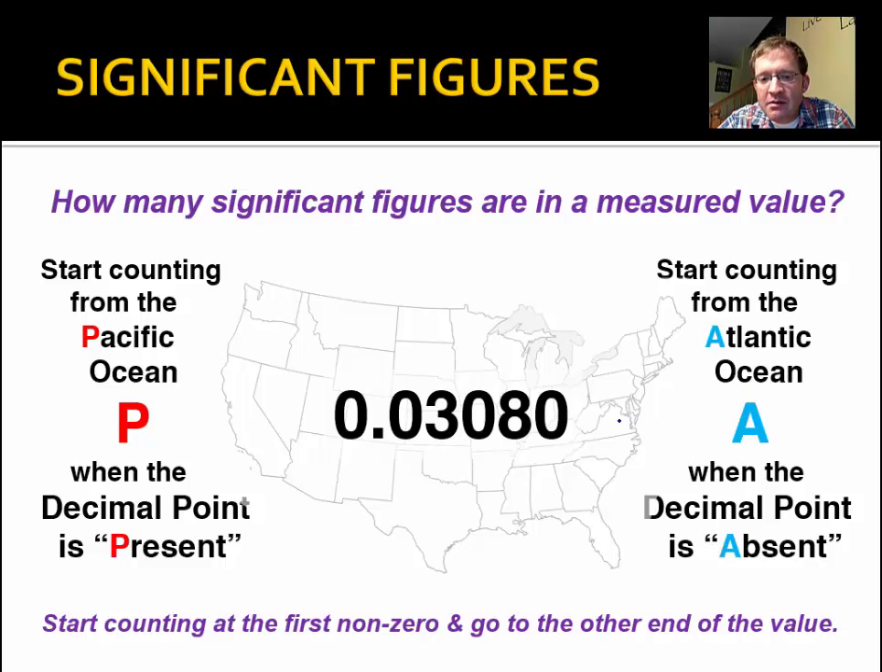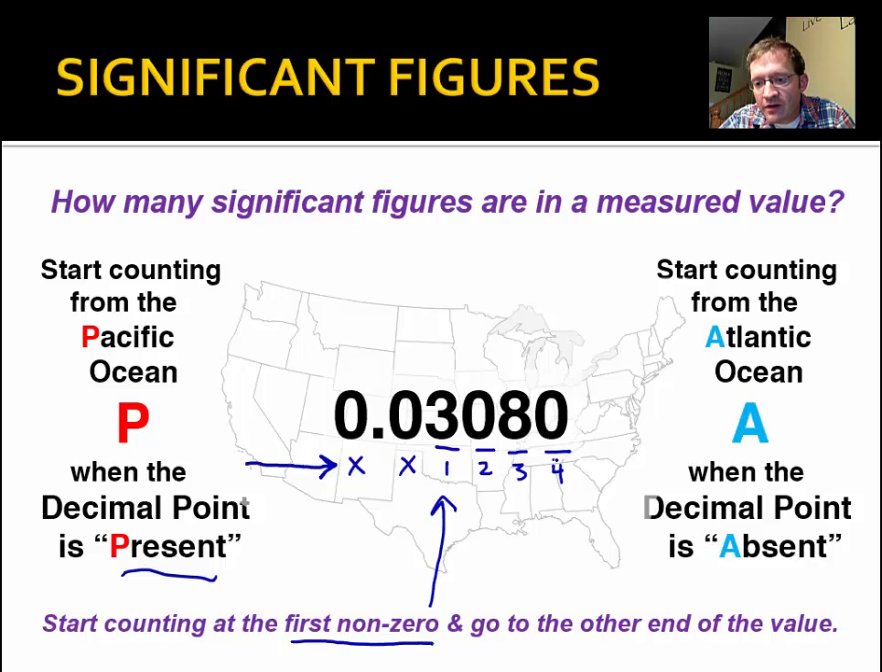0.03080. Now the decimal point is present. Okay, we've got a present decimal point here. So we're going to start counting from the Pacific side with the first non-zero digit and count everything after it. So coming across from left to right. This is a 0. We need to start counting with the first non-zero, right? Which is in the 3's position right there. So we wouldn't count this 0, but we would count the 3, that's 1, the 0, 2, the 8, 3, and the 0, 4 significant figures.